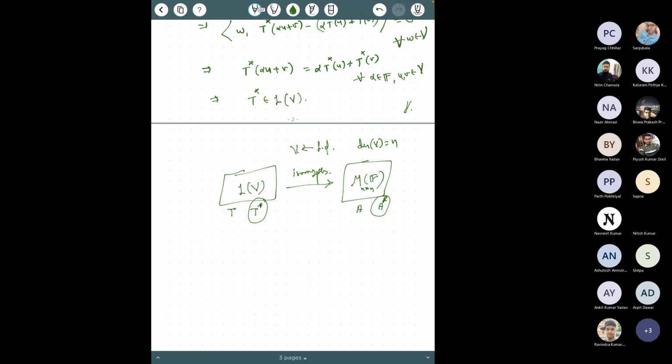So if I have an operator T here, and if I write its matrix representation with respect to some basis, then my guess is that the matrix representation of T star is just the star of this. This is my guess. In fact, we'll see that this is true if we choose an orthonormal basis. So this is what we are going to answer next.